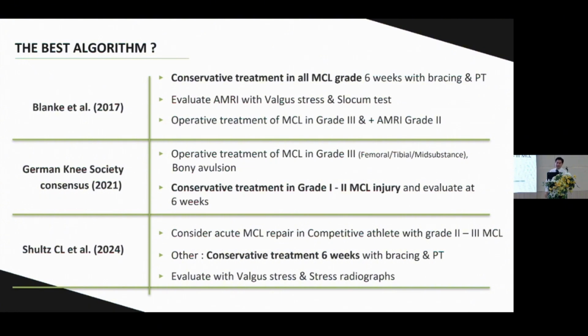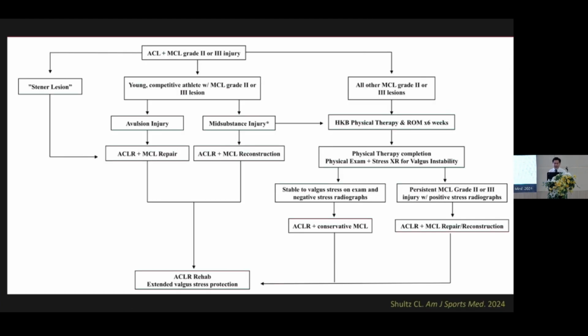And the systematic review from last year in AJSM shows us that they usually send the patient for conservative treatment with bracing and then evaluate with valgus stress and also stress radiograph. But they have an algorithm that in avulsion injury, we might consider an MCL repair, and in mid-substance injury, there is an option of MCL reconstruction. So what is your choice?